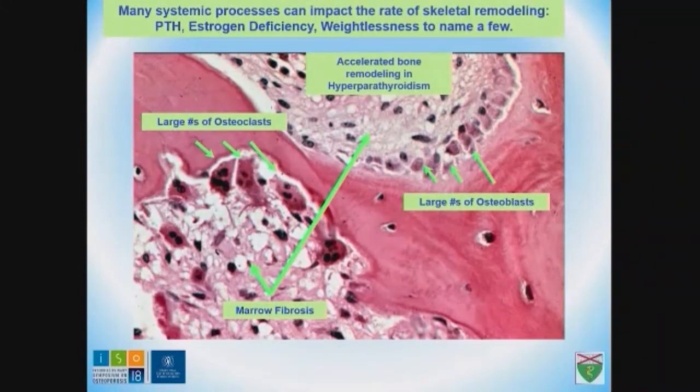So there are many systemic processes that can impact the rate of skeletal remodeling. I'm sorry, part of the slide's not on the screen. But just a few examples: hyperparathyroidism, estrogen deficiency, weightlessness, just to name a few. And here's an example of hyperparathyroidism where there's a markedly increased number of osteoclasts present, markedly increased number of osteoblasts. This process is turning over very quickly. And for reasons that we don't fully understand, when this process occurs at a very rapid rate, you get this marrow fibrosis, which may be aberrant or incompletely differentiated osteoblasts.